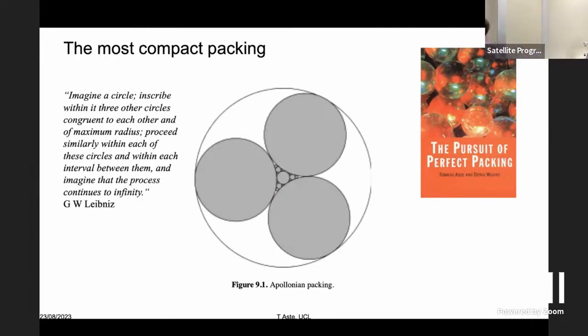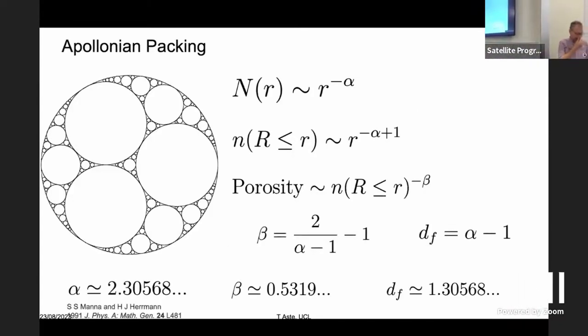And this is indeed the Apollonian packing. So you start from three circles, you put one in the middle, then you put one in the middle of these three, et cetera. This is the ordered one. And generally speaking, there are some laws, and these laws are unavoidable for this kind of process.